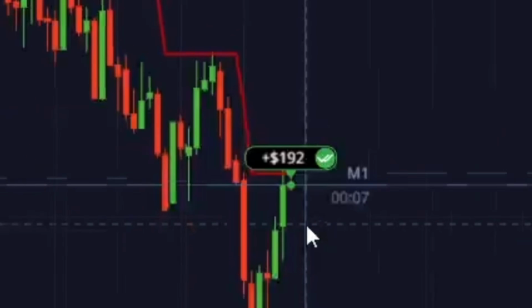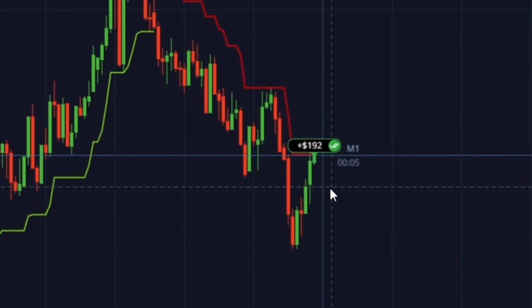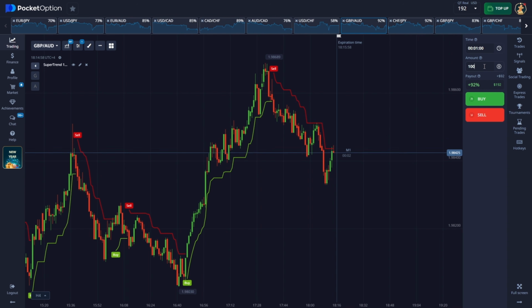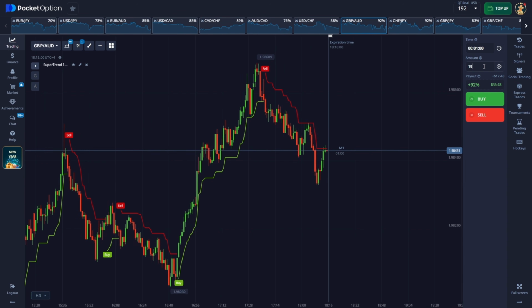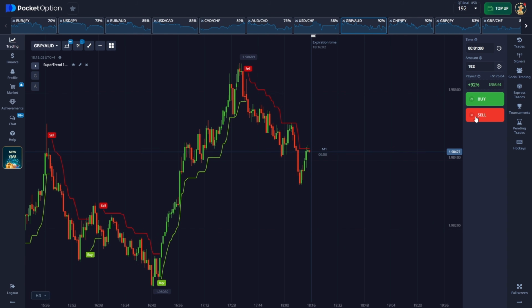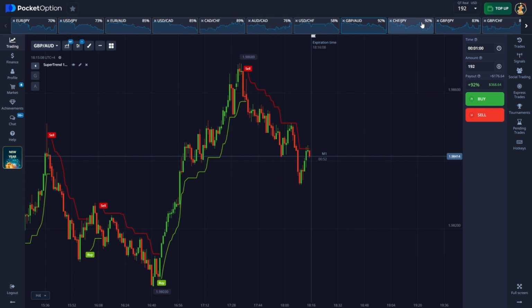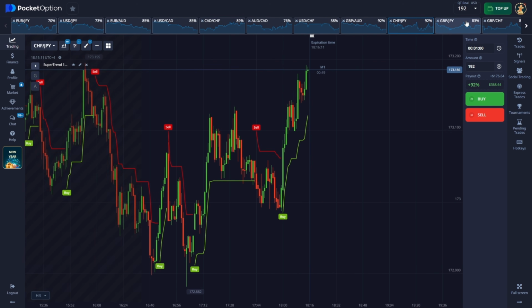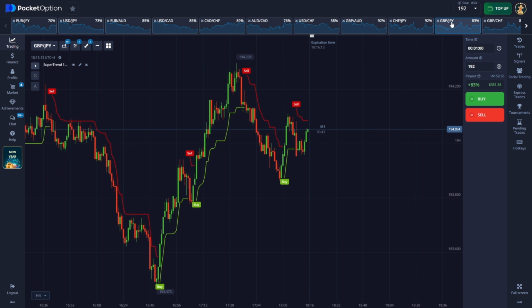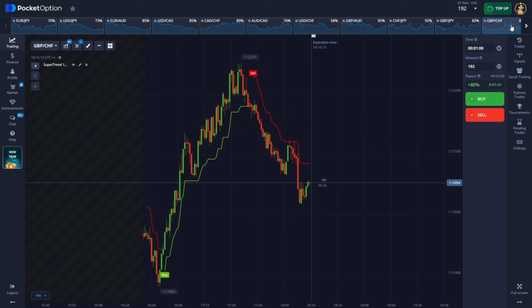Okay, the candle reversed in the last second and I won my first trade. Now my balance has increased to $192. Let's look for a trade with $192. I'm trying to compound on GBP AUD again, but the candle has already reversed, so we'll avoid that. Let's find a trade on another asset.